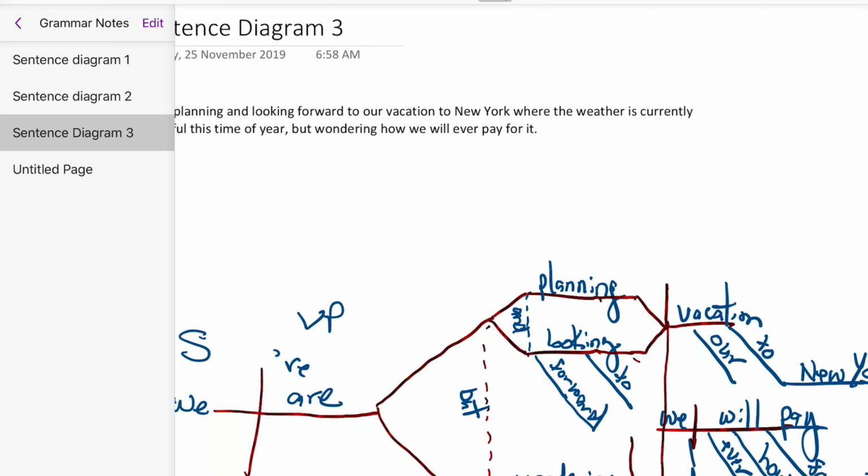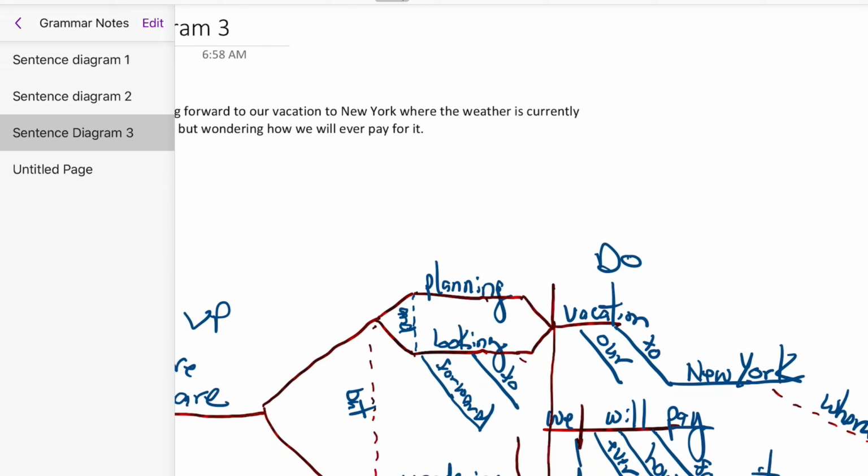All right, so let's continue with vacation here. So we are planning our vacation. So our is going to be our possessive adjective. We're going to have vacation as the noun functioning as the direct object. And then we're going to have the prepositional phrase to New York. To being the preposition, New York being the noun functioning as the object of the preposition. That's going to go under vacation.